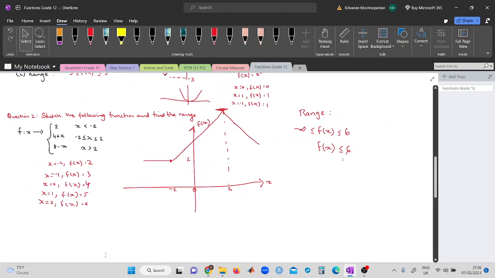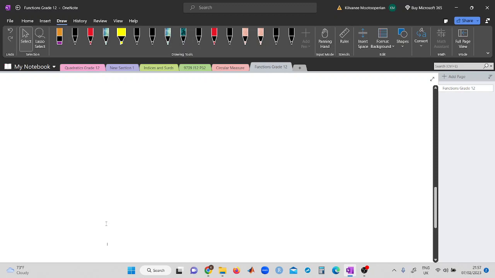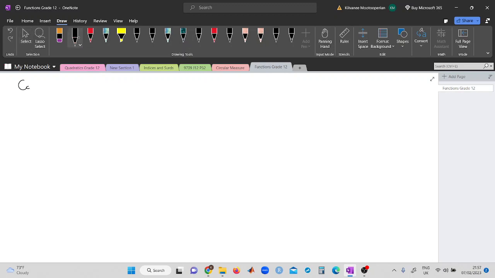Okay, now you can take the screenshot. Laisse-moi agrandir un petit peu. Okay, then we continue. Donc là, nous allons faire composite function. What is a composite? What are composite functions?